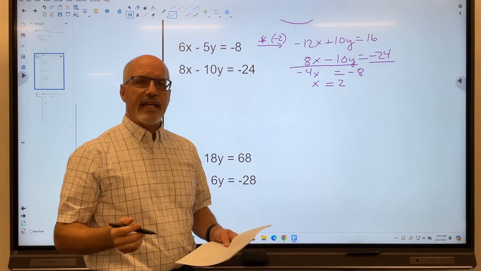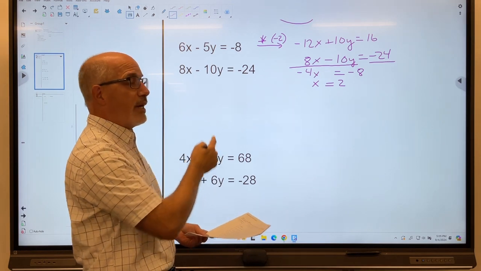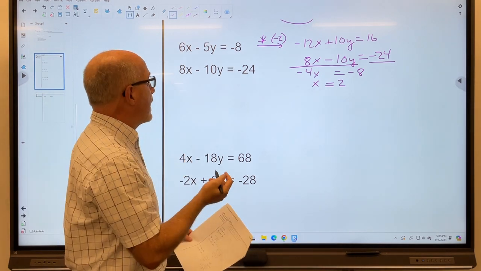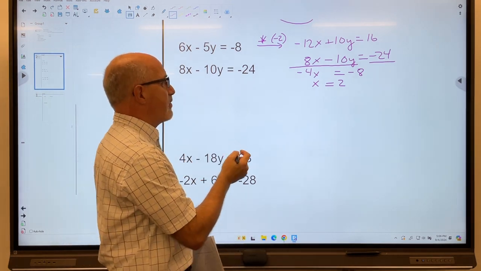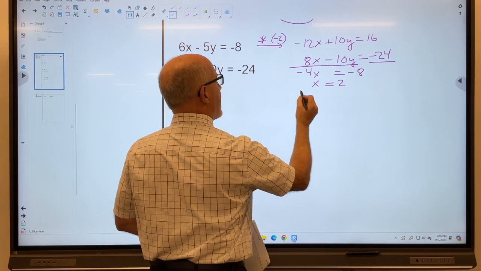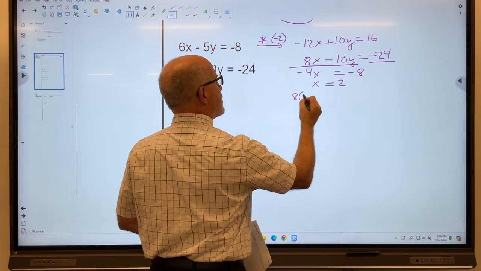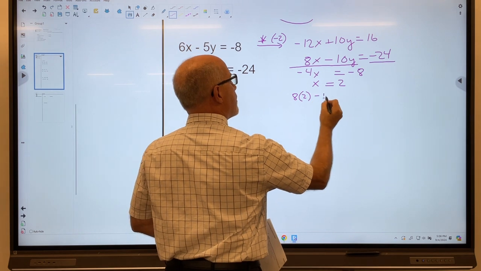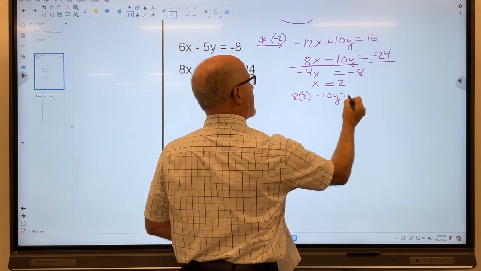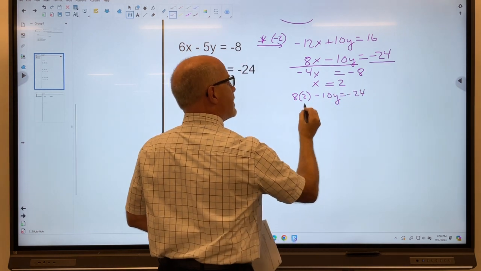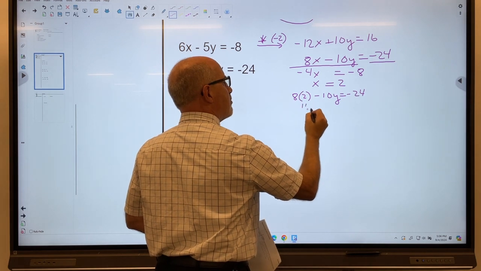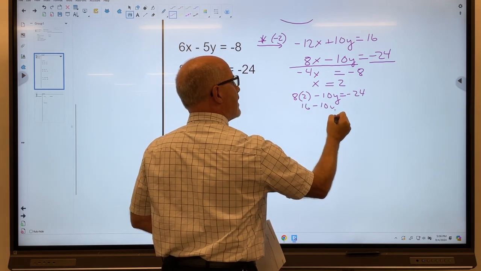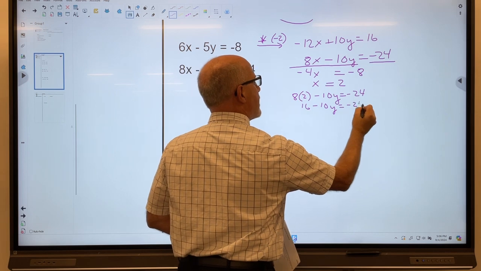Now we're going to take that and put it into one of the two equations. You get to pick. I'm going to pick the second one for this one. So I put 8 times 2 minus 10y equals -24. 16 minus 10y equals -24.